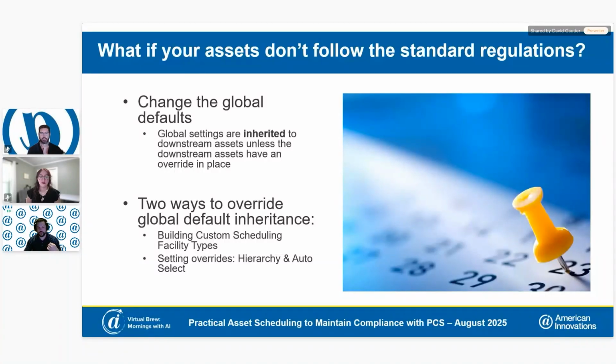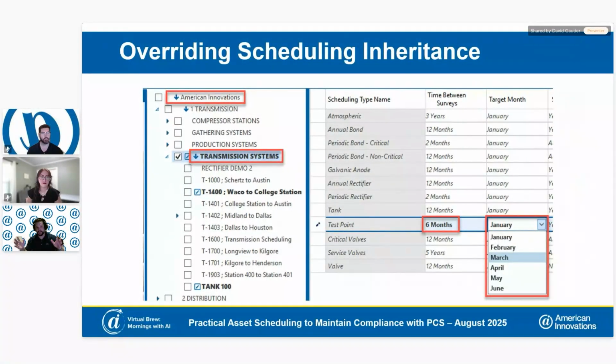And so you can build in PCS custom scheduling facility types, one for your onshore atmospherics, one for your offshore atmospherics, with different months between survey, and then use properties in PCS for PCS to literally understand programmatically if it's onshore or offshore, right? How many months between survey do I have, which impacts your delinquent dates. So how do you do all this?